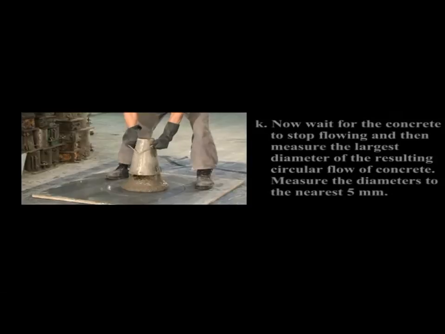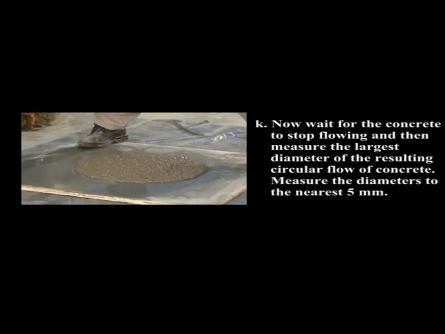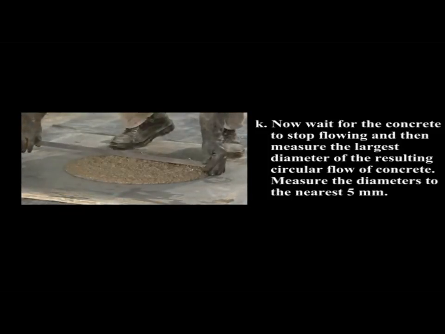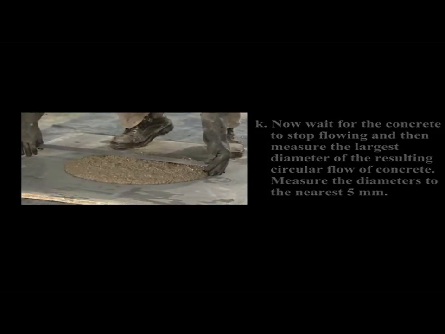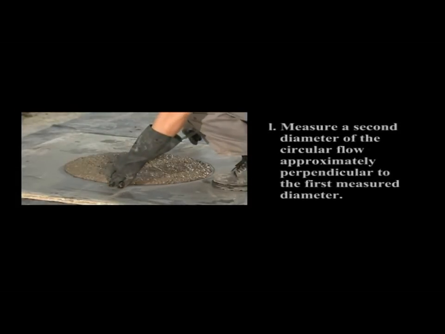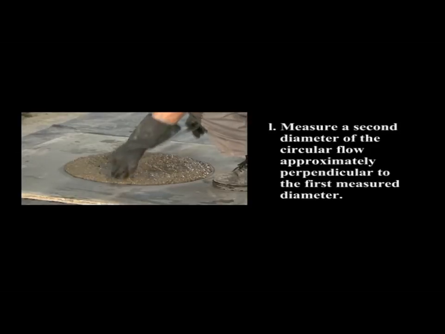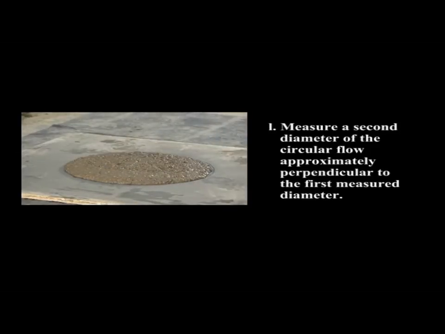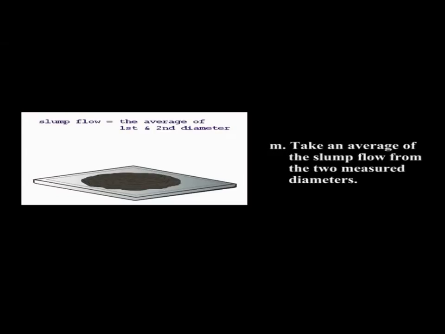K. Now wait for the resulting circular flow of concrete to stop. Measure the diameters to the nearest 5 mm. L. Measure a second diameter of the circular flow approximately perpendicular to the first measured diameter. M. Take an average of the slump flow from the two measured diameters.